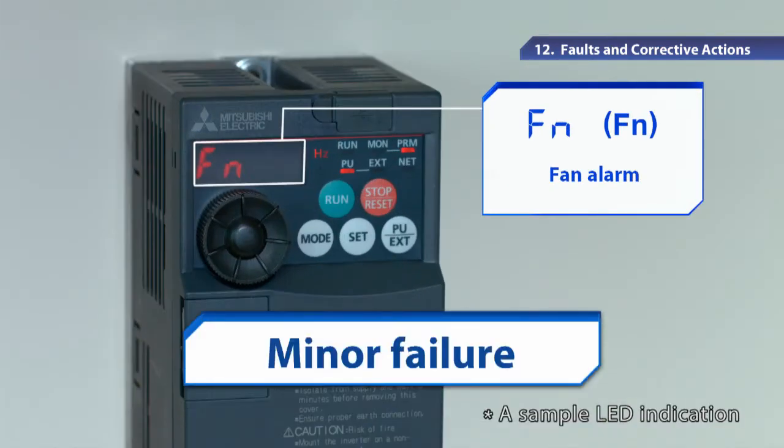Next, the minor failure. Although the inverter does not trip, even if an alarm is displayed, prompt actions are required. Failure to do so may lead to major fault. The alarm signal output can be set in the parameter.